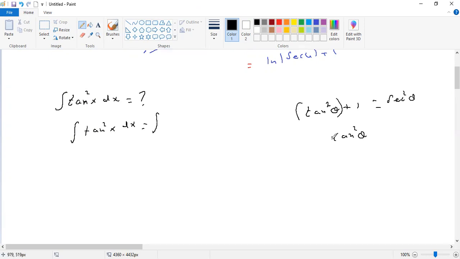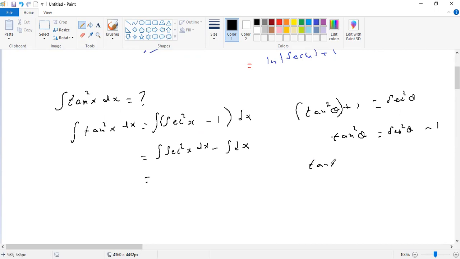Tan squared of theta is equal to secant squared theta minus 1. So I can write this as secant squared minus 1. We have no theta, we write it as x. So the integral of tan squared x dx equals the integral of secant squared x dx minus the integral of dx. The derivative of tan is secant squared x, so this will be tan x minus the integral of dx, which is x, plus c.